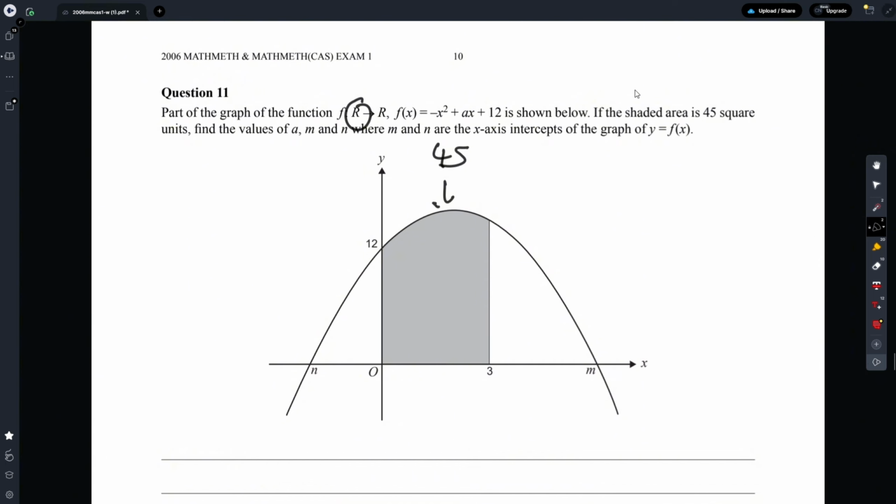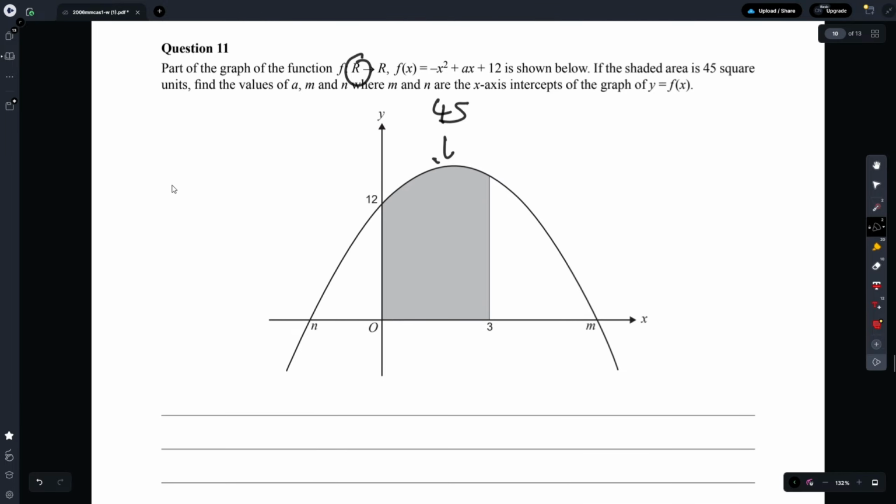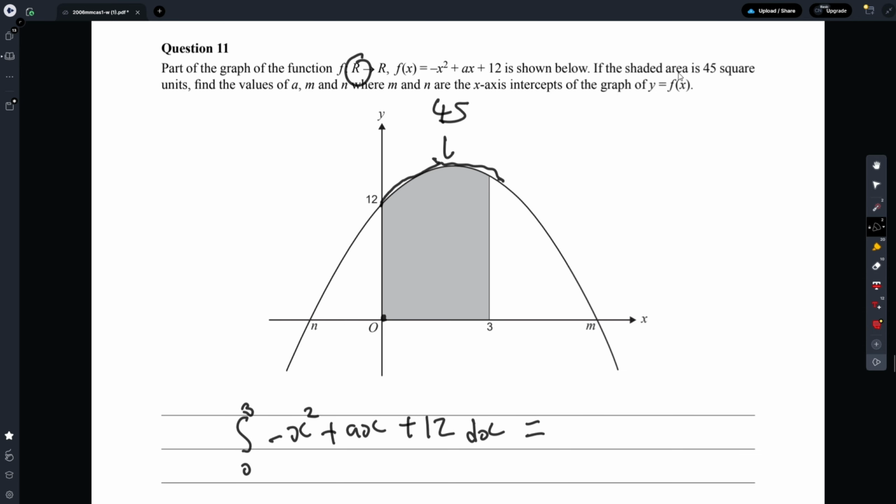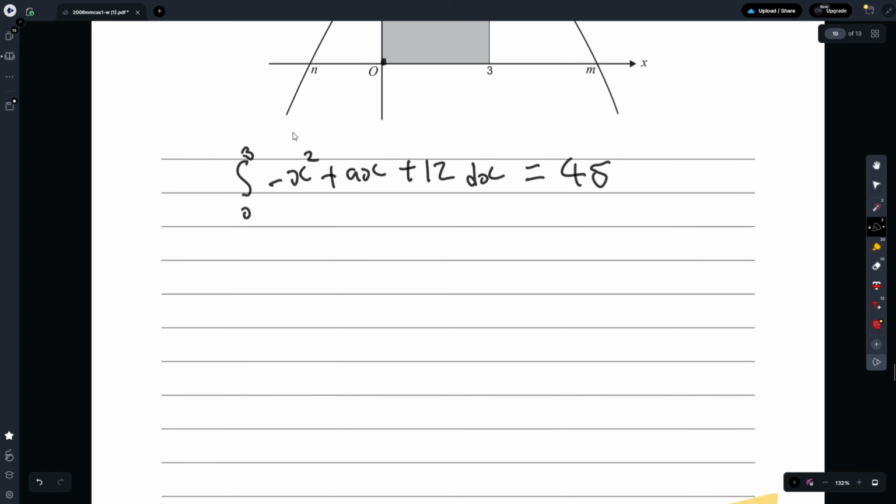We're given an area, so that certainly means that we have to integrate something. Look, we're given this right here. If we were to integrate from 0 to 3 of our given function, negative x squared plus ax plus 12 dx, we know that this area is actually equal to 45. This allows us to set up our equation to solve for a.